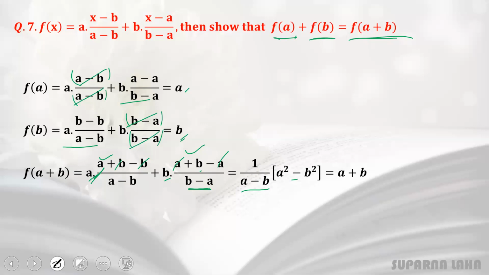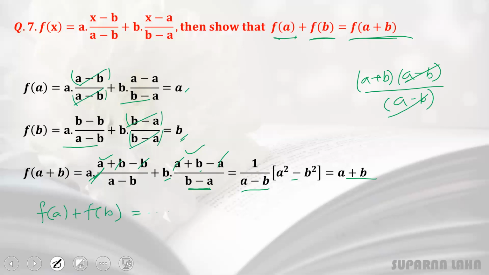So a square minus b square, I can write as a plus b into a minus b, and divide this by a minus b. So what you will find? A plus b. So from here you can easily write that f(a) + f(b) is equal to a plus b, which is again equal to f(a + b). So we proved it.